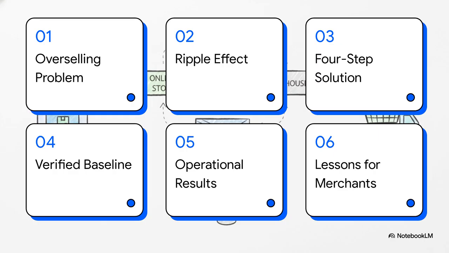Here is our roadmap for today. We're going to start with the overselling problem itself, move into the ripple effect it has on a business, map out a clear 4-step inventory solution, talk about setting a verified baseline, look at the operational results, and wrap up with some crucial lessons for Magento merchants.